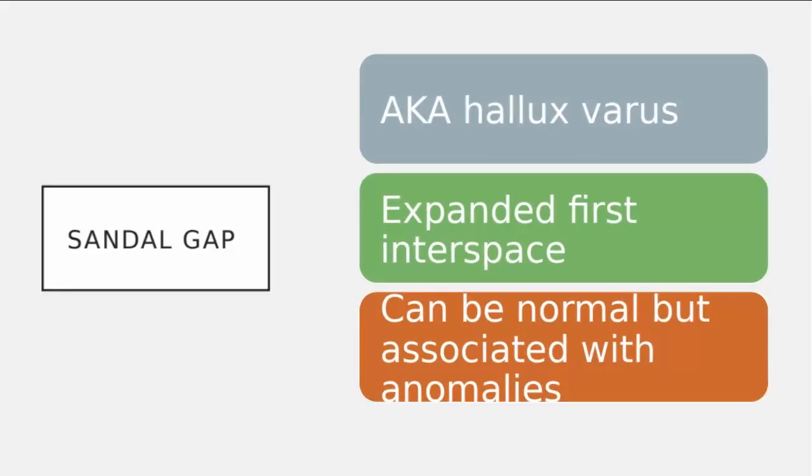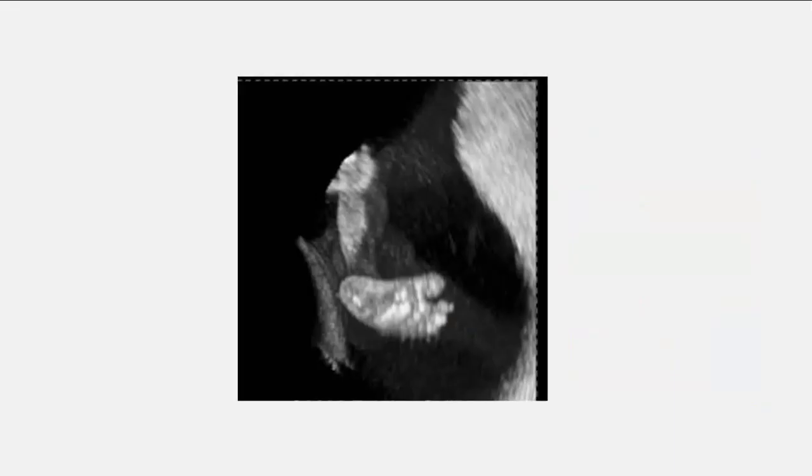Sandal gap is literally going to be exactly what it is. There's an extended space between the big toe and then the second toe. This can be a normal, isolated, random occurrence, but it's usually going to be associated with other abnormalities as well. And just finishing up here, we can see that space right between that big toe and the first toe. So very discreet. Again, feet pictures are super cute when it's a baby, but it serves a bigger purpose.